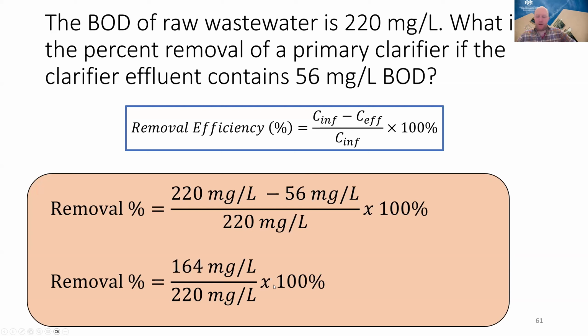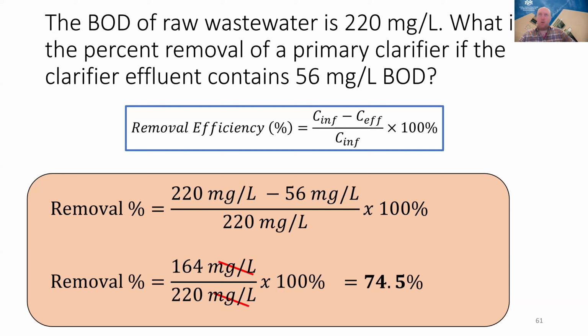So we just divide those in our calculator and then multiply by 100. And our units cancel out. So there aren't really any units left. So it's just a percentage. So our answer is going to be 74.5. So that means that your plant is removing about 75% of the BOD that's coming in as the raw wastewater.